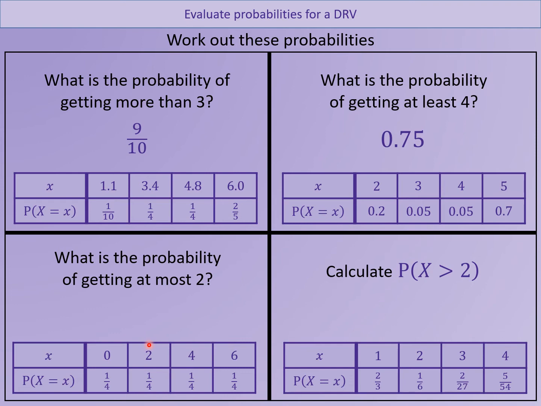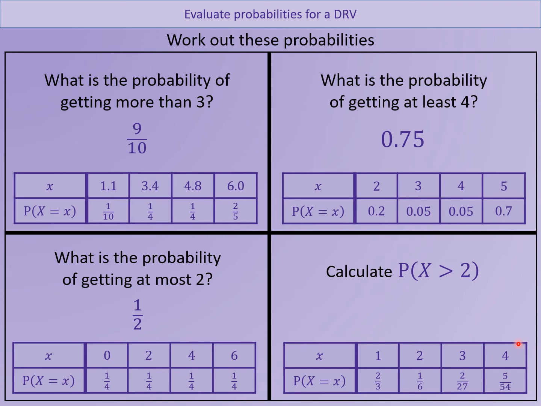For question 3, we want the probability of getting at most 2. So at most 2 means 2 or less. So that is either 2 or 0 in this case. So we add together the probabilities for 2 and 0 and we get 1/2.